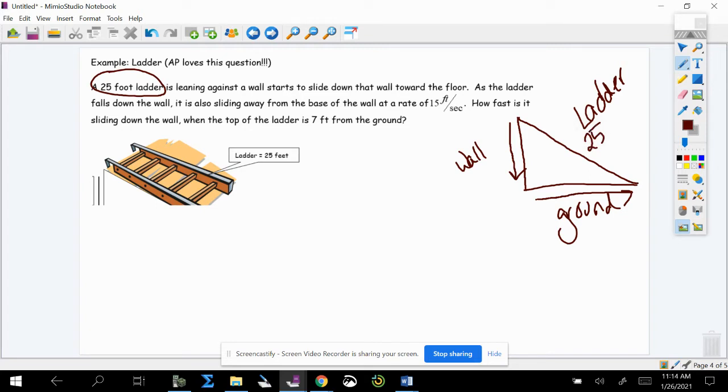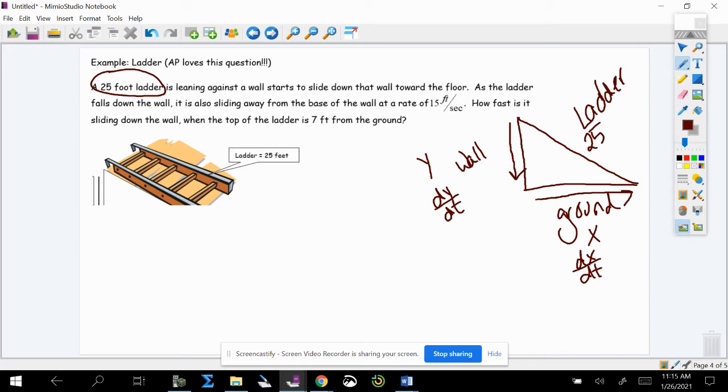So I need to assign some variables here. You can use any variables you want. I've had students use G for ground or H for height or W for wall. I'm going to just use X for the piece that runs horizontally, and Y for the piece that runs vertically. The X value is changing, so we're going to call that dx/dt, and that's the piece talking about how fast the ladder is going away from the wall along the ground. And as this one is sliding down, we're going to call that rate dy/dt.